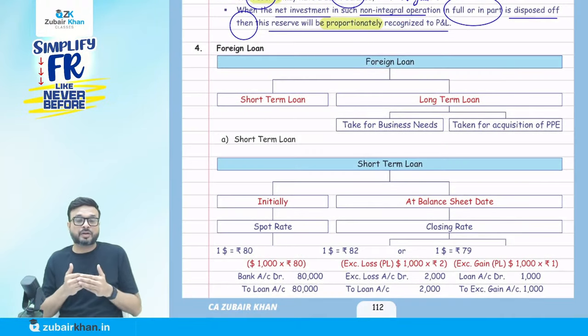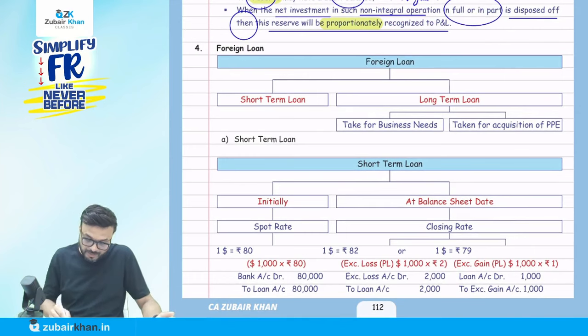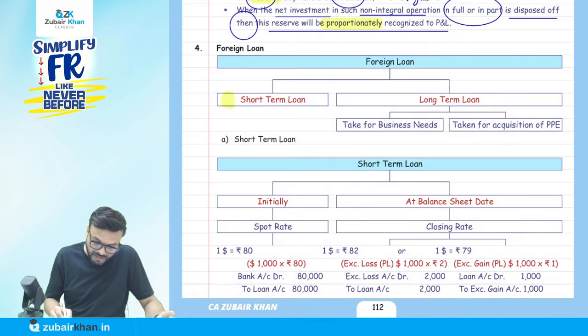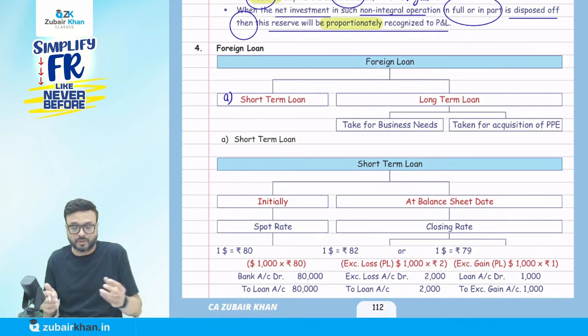So when I talk about a foreign loan, what is the intention for which you have taken the loan? It might have a purpose. For example, let's say point A here. That might be a short-term loan. Short-term loan means for a short period of time.